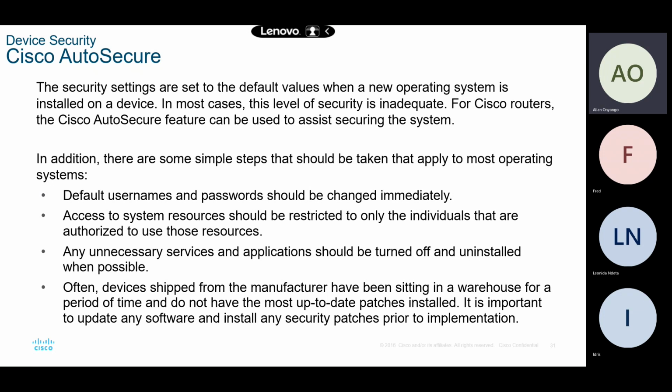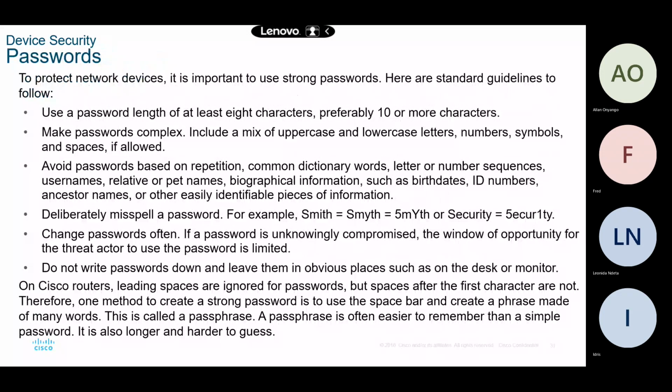Access to system resources should be restricted to only people who are authorized within the organization. Any services or applications that are not running should always be turned off. It's important. And so to do that, we talk about passwords first.